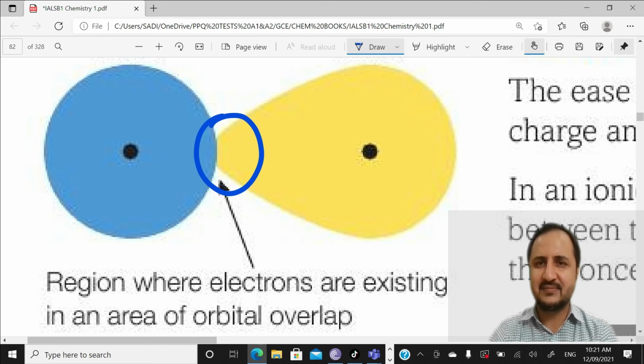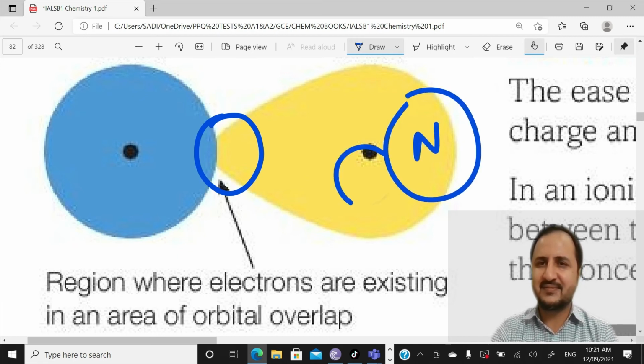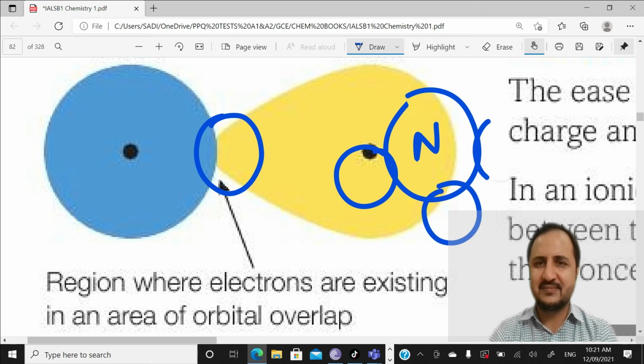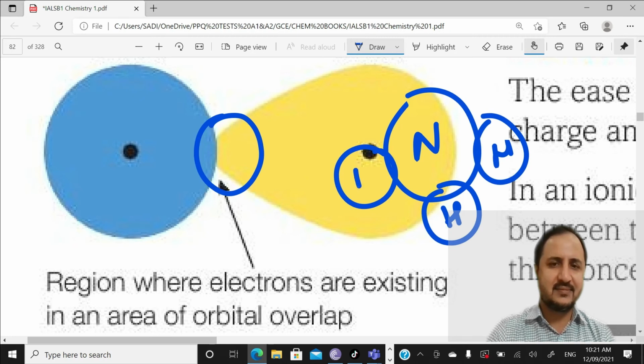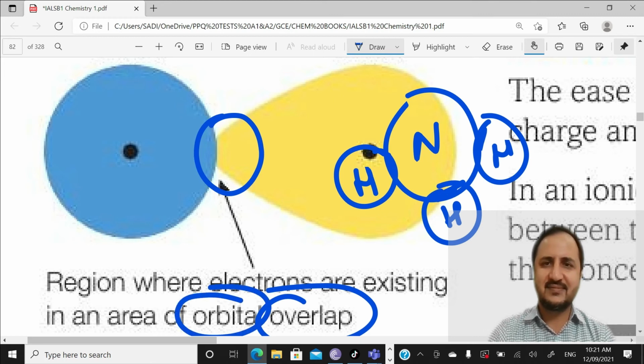When we are drawing the structure of ammonia, how do we draw that structure? We draw nitrogen and then the shells are touching in this way. So when we work on the ionic, the shells are separate, and when we work on the covalent they must be touching. This touching is called overlapping, overlapping of the orbitals. Are you getting my point? Yes, sir.